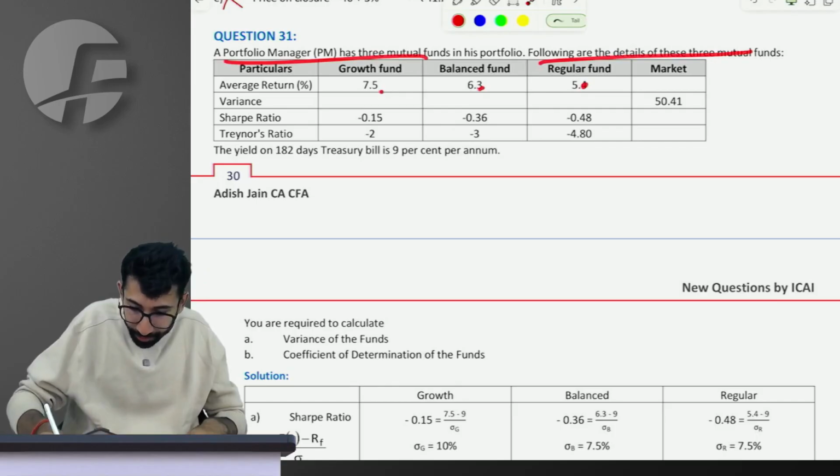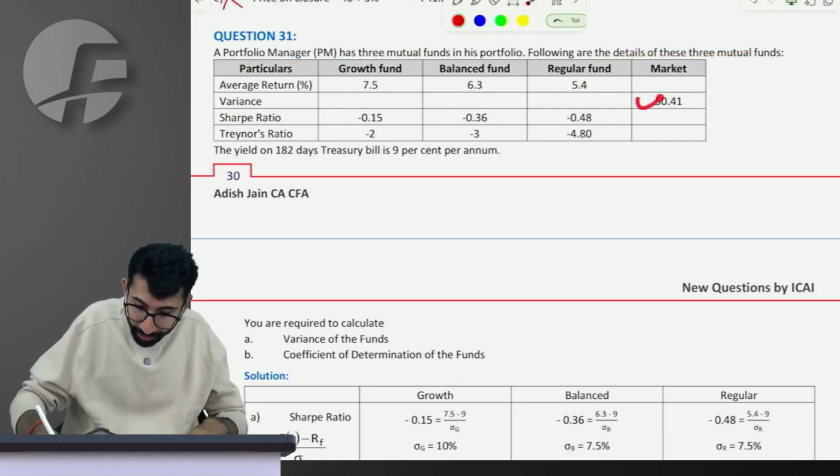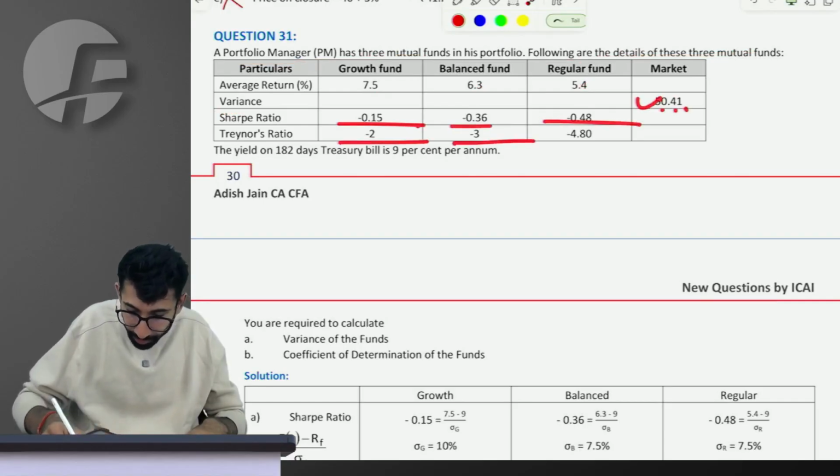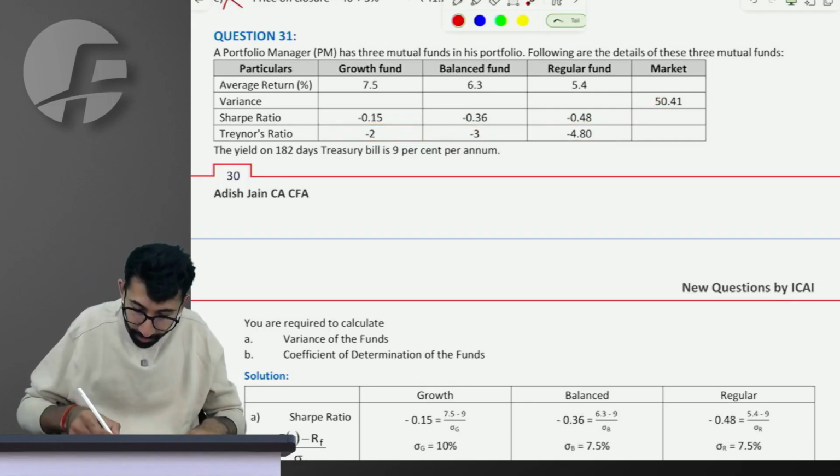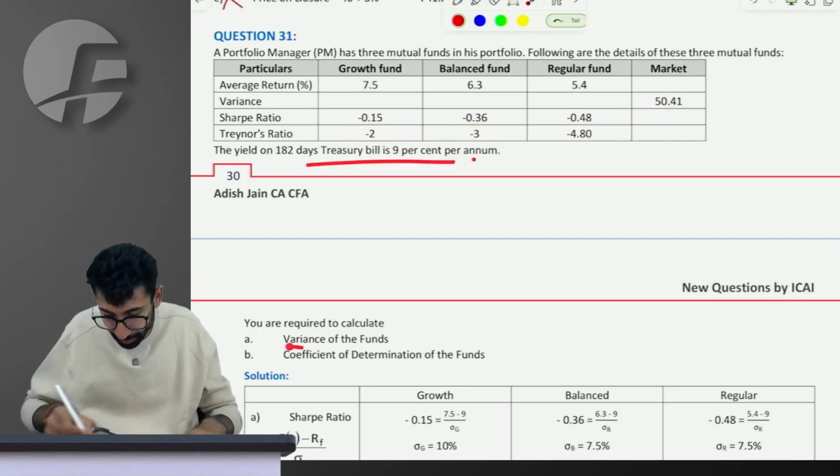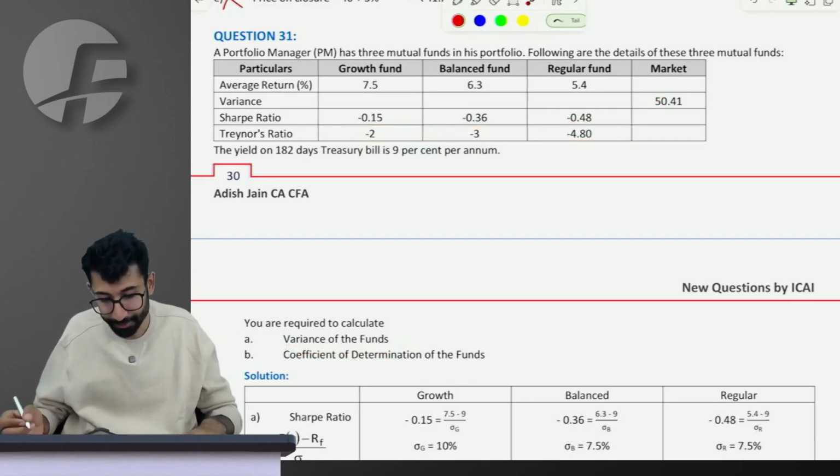We have been given the average returns. For the market we have not been given. We have been given the variance of the market and the Sharpe ratio and the Treynor ratio of the companies. Risk-free rate is 9%. Calculate the variance of the funds.